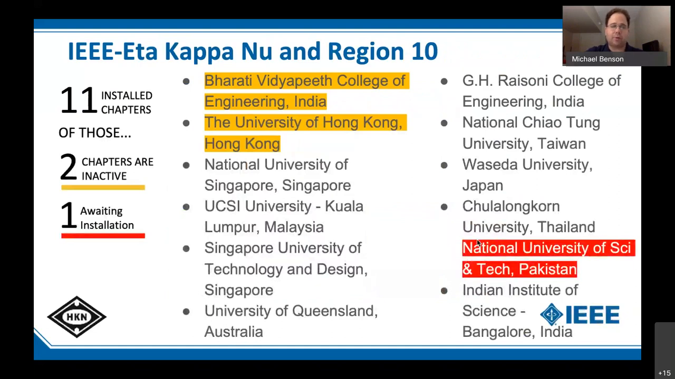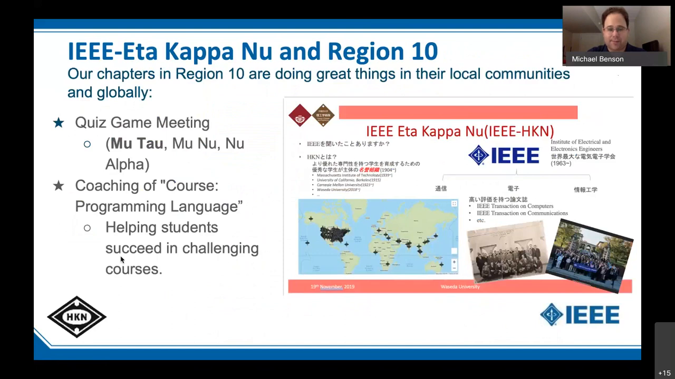Now, looking at Region 10, we have 11 chapters total, one of which is waiting to be installed. And of the 10, two are inactive. Let's look at some of the great things that they do. You'll see a trend here. So our Mu Ta chapter at Waseda University has hosted a fantastic quiz game with our Mu Nu chapter, where Sandro is the correspondence secretary in Torino, Italy, and our new Alpha chapter in Spain. And then also outreach there. It's a global community.